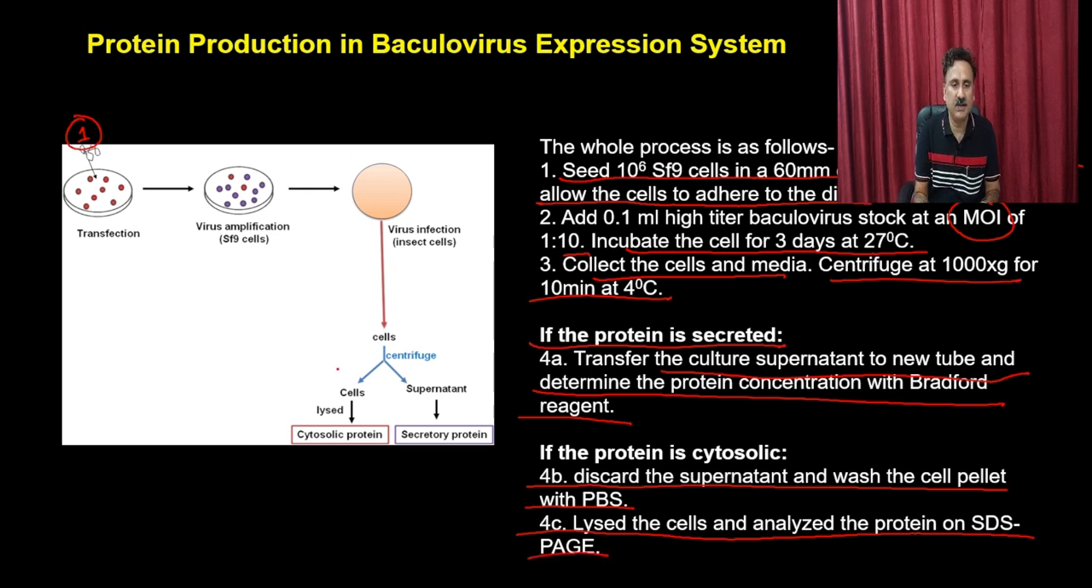So this is what the full scheme is going to show. In the first step, you are going to do the transfection. In the second step, you are going to do the screening. In the third step, you are going to have the selected cells, and then you ask whether it is a secretory protein, so you use the supernatant, or if it is a cytosolic protein, then you can lyse and check the cytosolic proteins.